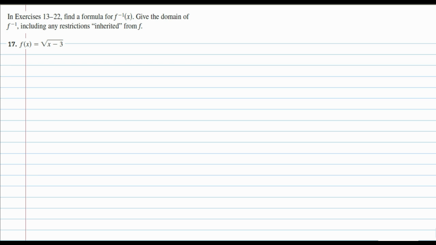The now try problem is number 17. It wants us to find a formula for the inverse of f, and give the domain of the inverse of f. Include any restrictions inherited from f. So we're going to do that.